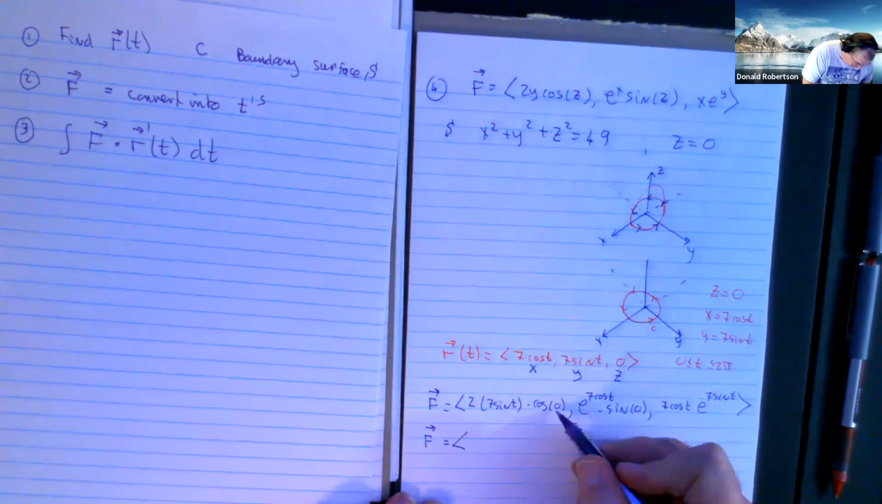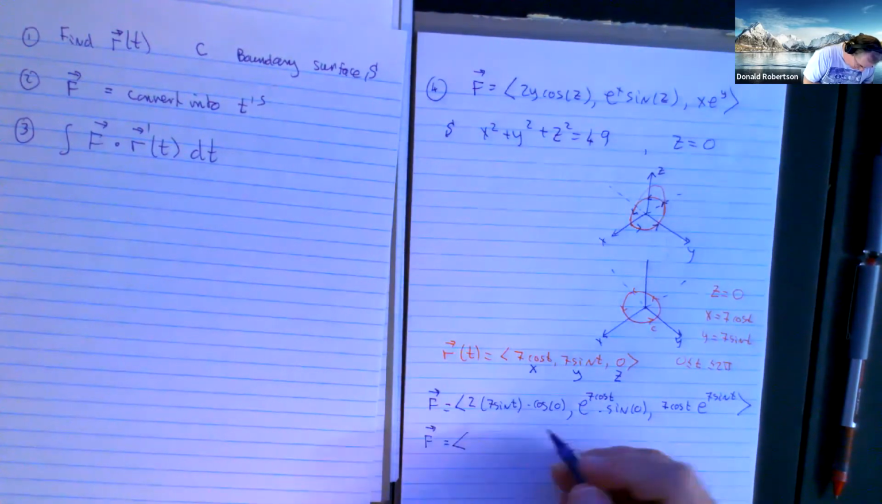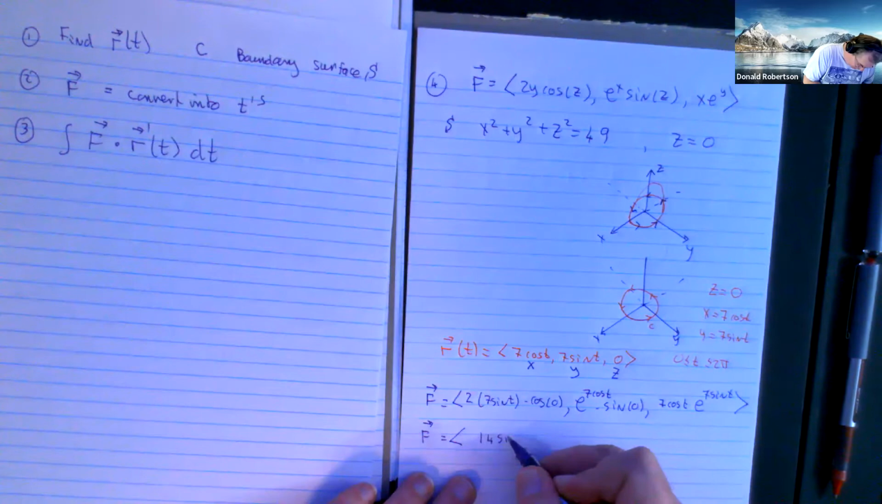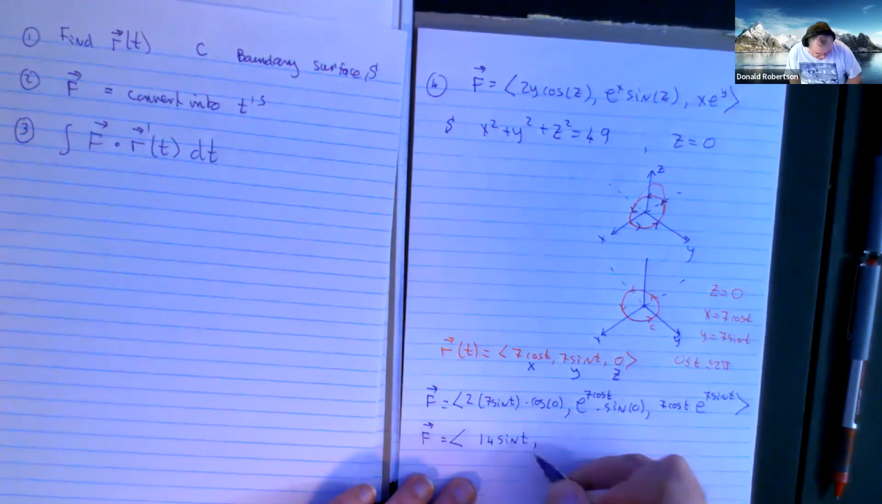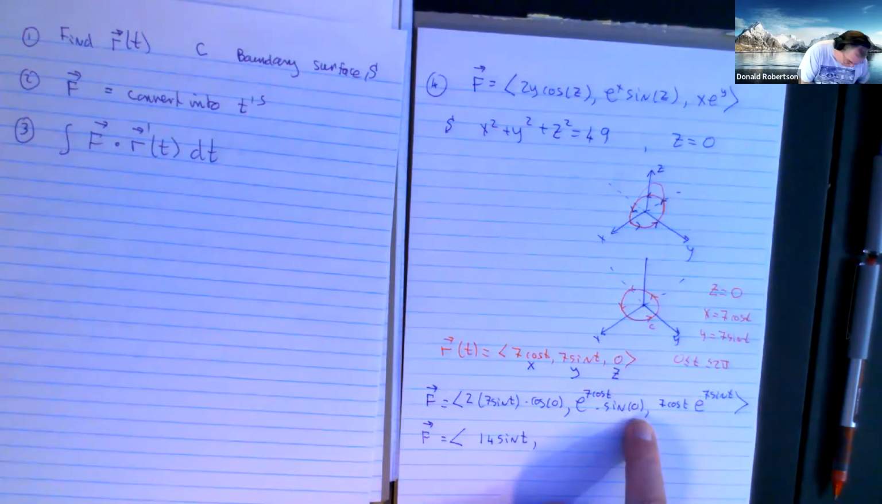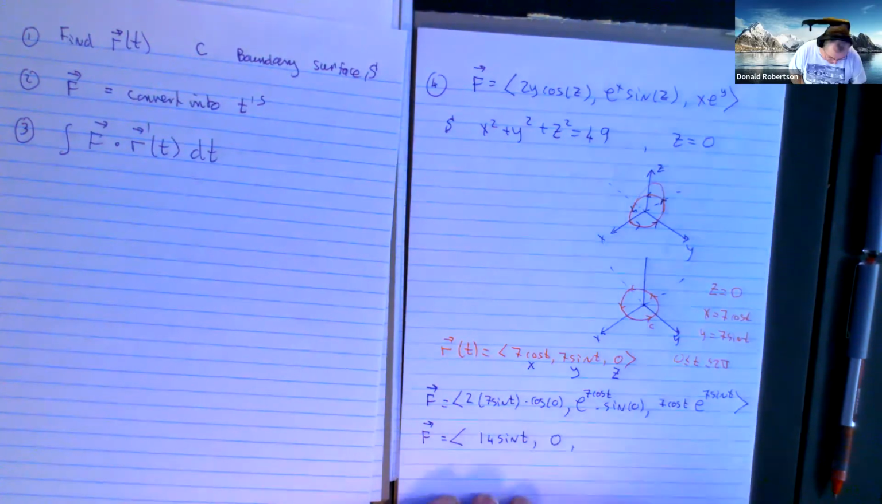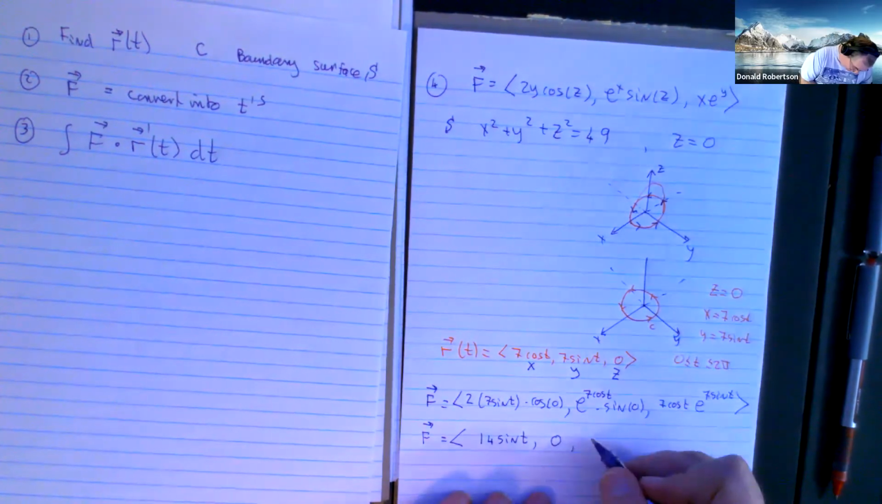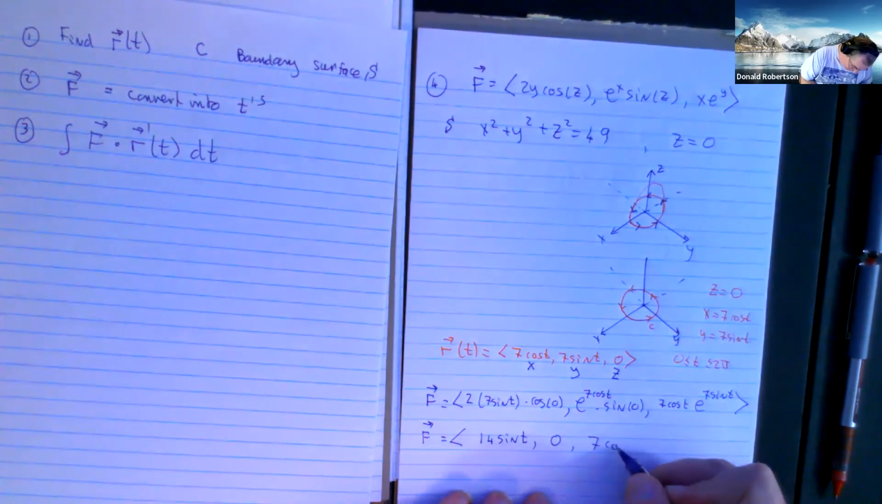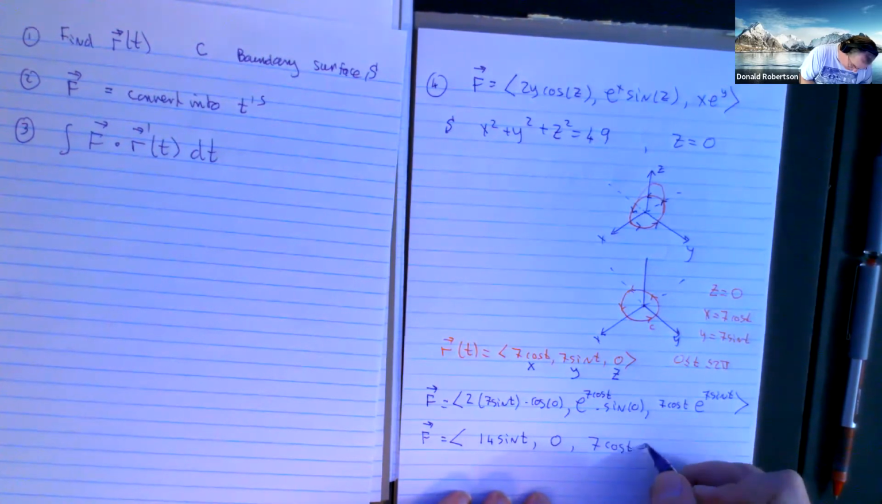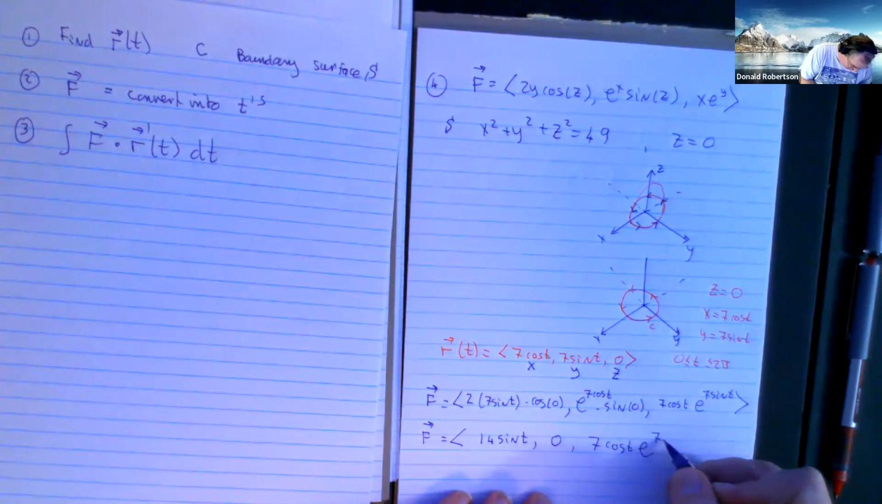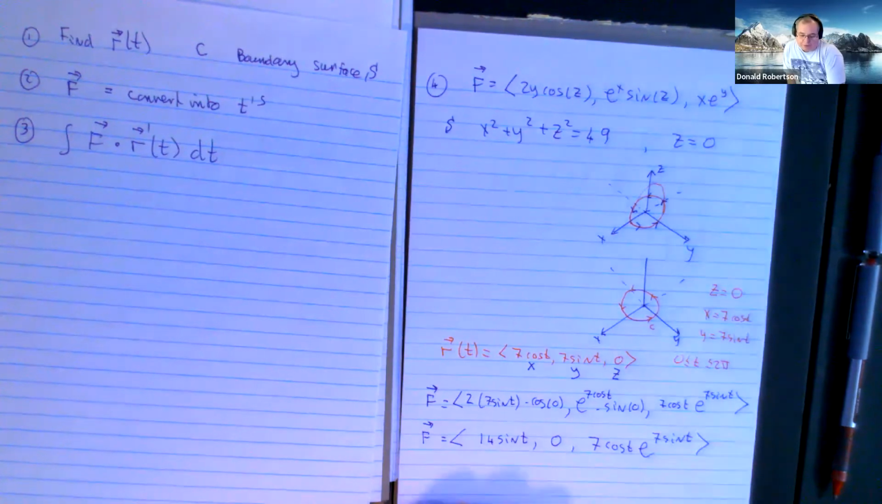Cosine of 0 is 1, and 2 times 7 gets me 14. So that's 14 sine t. Isn't the sine of 0, 0? So that term is just going to be a 0. And this guy at the end is going to be 7 cosine t, e to the 7 sine t. Are we comfortable about the simplification of F, the tidying up?